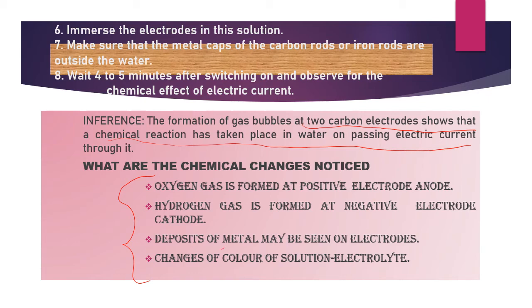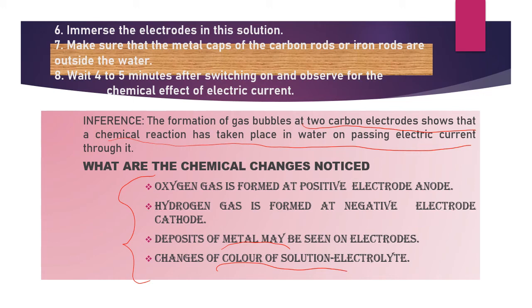And deposition of metal. Which metal will be seen on the electrodes? Carbon. So carbon is deposited at the electrodes. The carbon rod will dissociate, leaving some carbon in the solution. Then, the change of color of the solution.